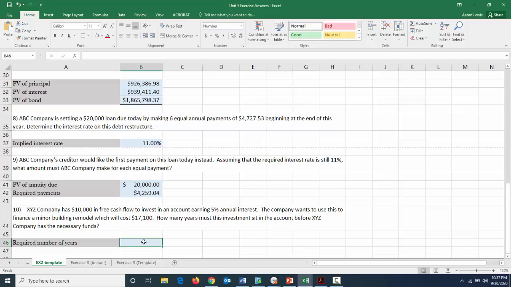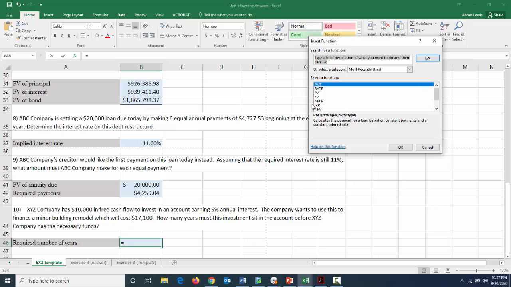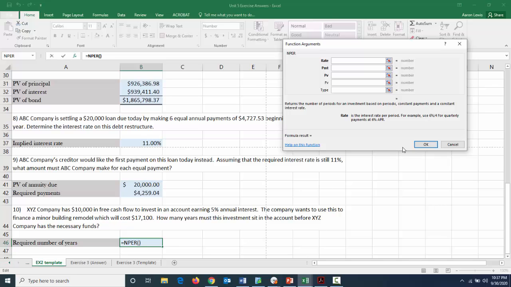We got to solve for time. We got to solve for the number of times that this interest has to compound to get us from our present value to our future value. In Excel lingo, we are going to solve for the number of periods. That is the Nper function. Well, what do we input here? First thing first, what's our rate? It's 5% compounded annually or once a year, so it's 5% each time it compounds.